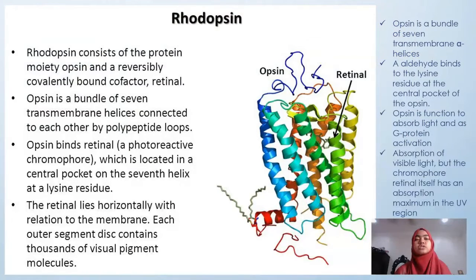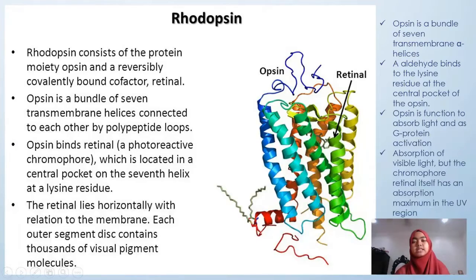Rhodopsin consists of a protein, which is opsin, and retinal. Opsin is a bundle of 7 membrane alpha helices. An aldehyde binds to the lysine residue at the center of the opsin. Opsin functions to absorb light as a G protein. Absorption is in visible light, but the chromophore retinal itself has an absorption maximum in the UV region.